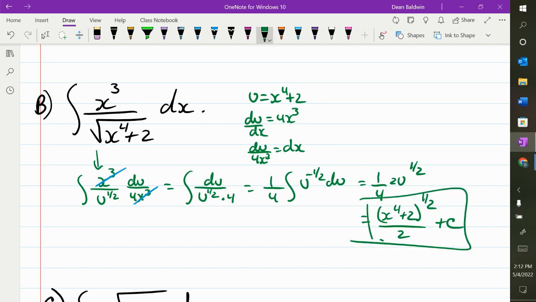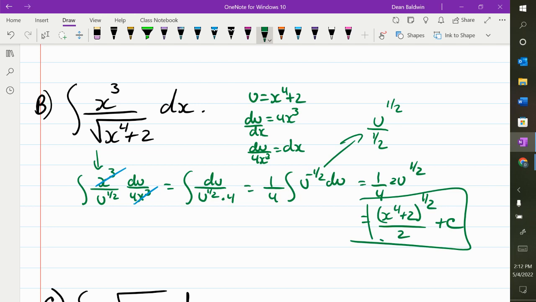Does that make sense? Any questions about that? Where'd you get the 2 from? This one? So when I'm going from here to here, I add 1. So that becomes u to the 1/2. And then you're dividing by that new exponent, which flips it, the 2 up. Are there questions about this?